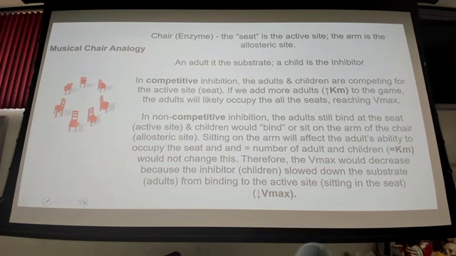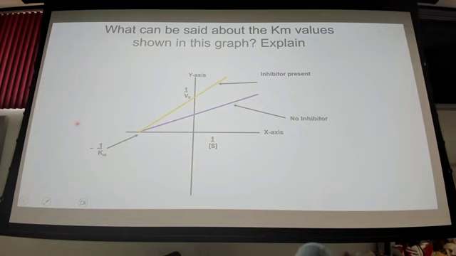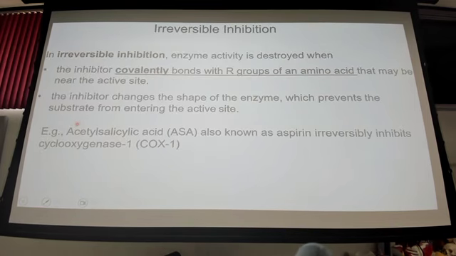Label which one has a kid on it. You might have some questions asking what Km means and all that stuff, and you guys already answered this. You already know it. And what happens in irreversible reactions? Right, the enzyme is destroyed, it can't come off, your body needs to make new enzymes. Does that make sense?